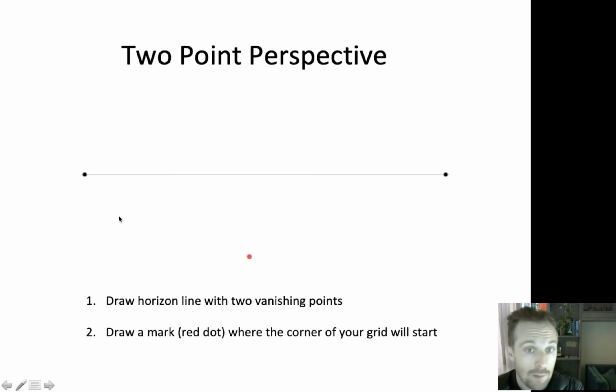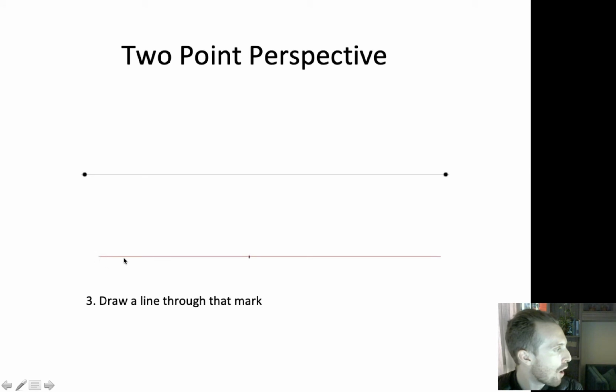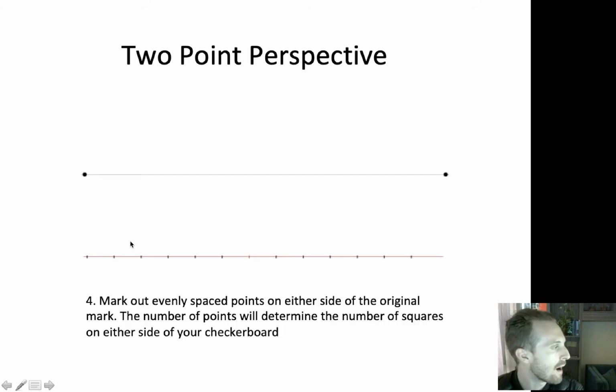So moving on to two-point perspective. Two-point perspective is where we have two vanishing points. To create a two-point perspective grid, we again draw a horizon line with two vanishing points here. So these are going to be vanishing points now, not distance points. And then this red dot here is going to be the corner of the grid. Now I'll show you how this works. On that red dot, I'm drawing a line through the dot, and I'm going to mark out evenly spaced points on either side of the original dot, and these will determine the number of squares that we're going to end up with on the grid.